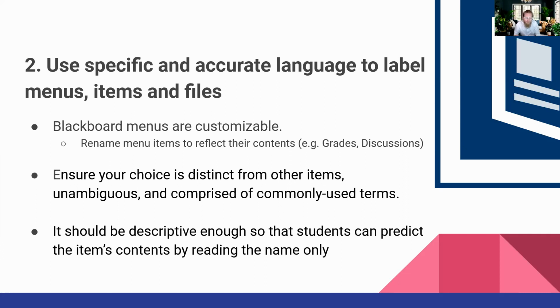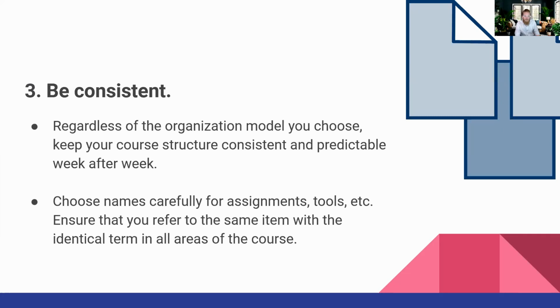So ensure your choices are pretty distinct if you're building that main navigation menu. You don't want things that are going to have too much ambiguity as to what might be in there. You should be very descriptive so you can really understand, okay, if I click here, I'm pretty much going to get to the section that I need to get to. Be consistent. I've mentioned that twice before.